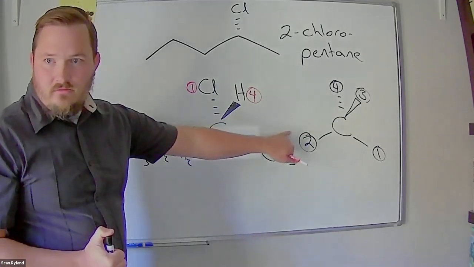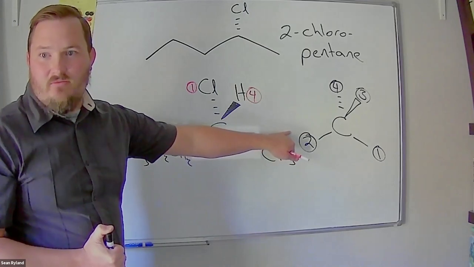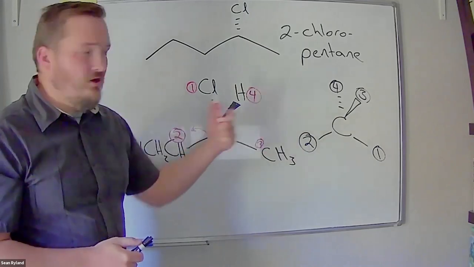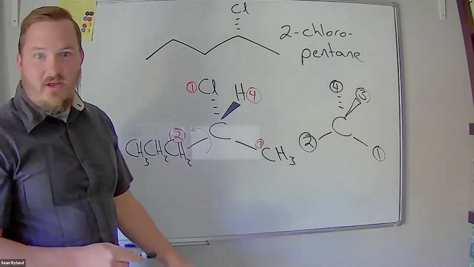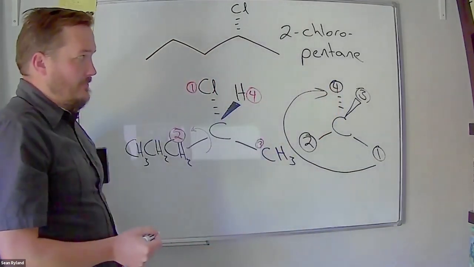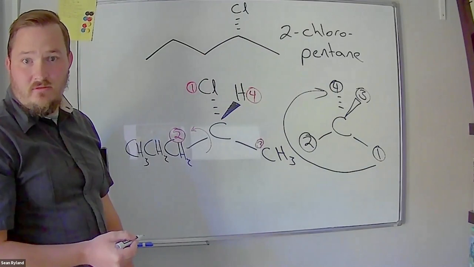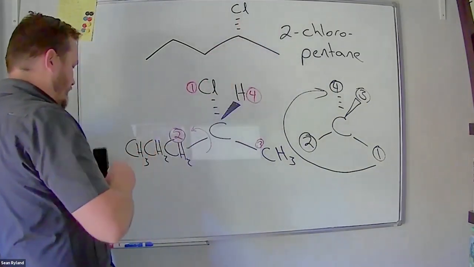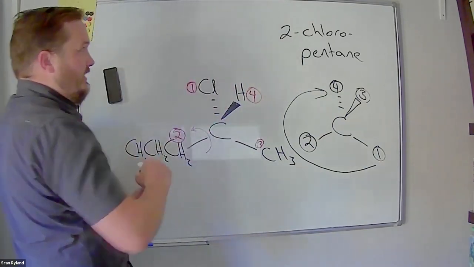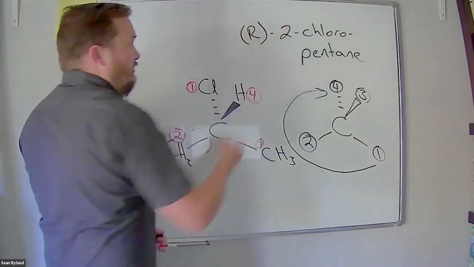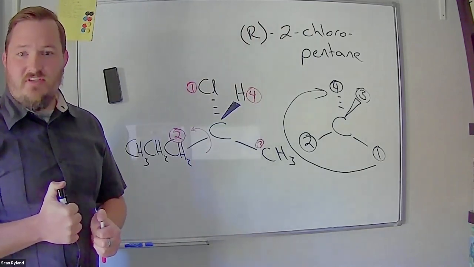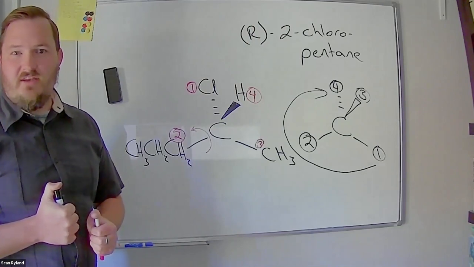Once you get here, the hard part is assigning priority, and then really the rotating is the hardest part to see visually. Because now all you do is draw an arrow, and it's either clockwise or counterclockwise. You go 1 to 2 to 3. It's clockwise. So this molecule's full name would be 2-chloropentane. We usually put the R in parentheses. I'm not entirely sure why. That's the convention, to put R in parentheses. But if you just wrote R hyphen, that'd be fine too.